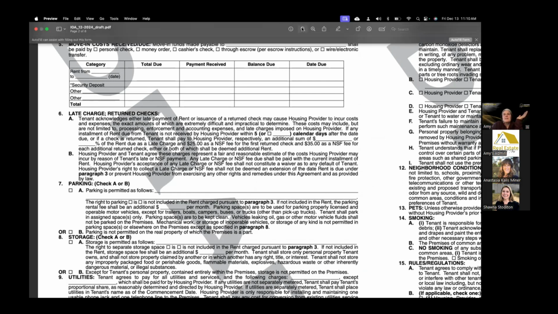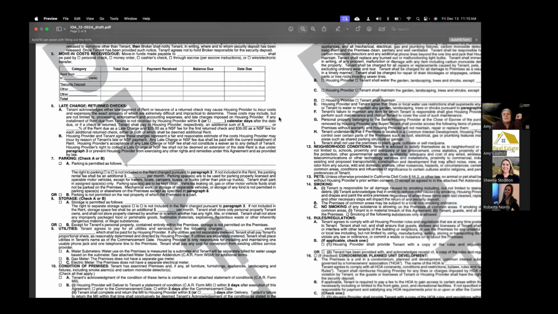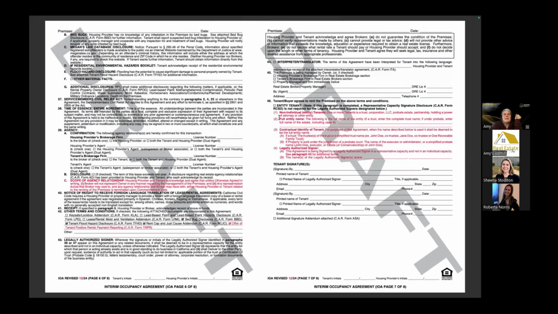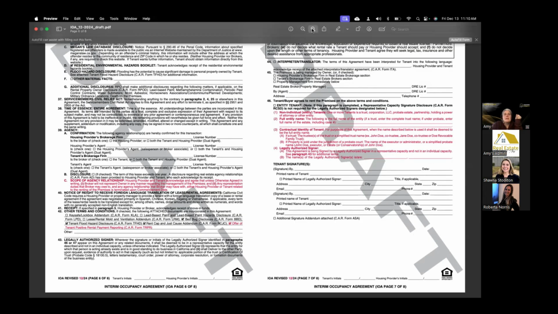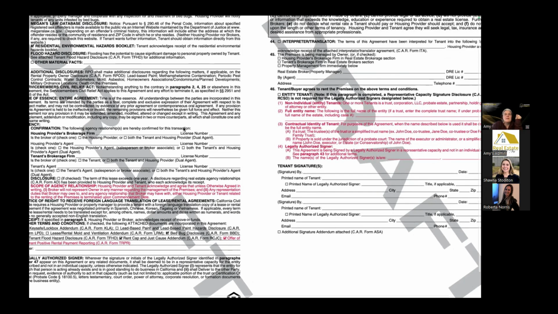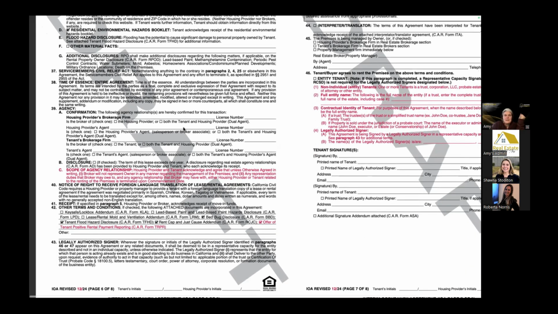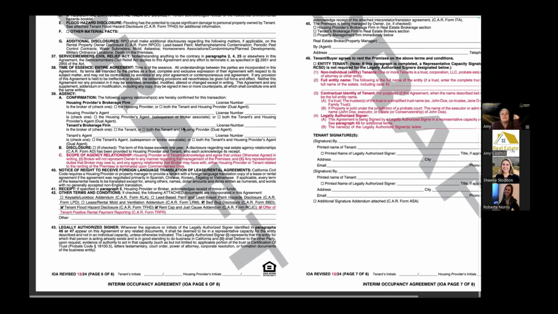Let me see here. It's showing this weird, I don't know that I can change it, but let's look for the changes on the interim occupancy agreement. I think it's just at the end for the entity buyers. So you have two things here. The first one is on page 6 of 8.